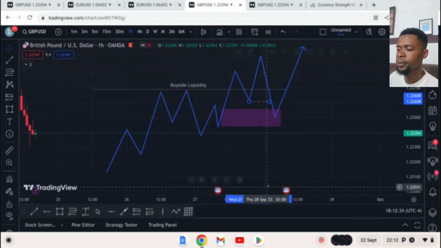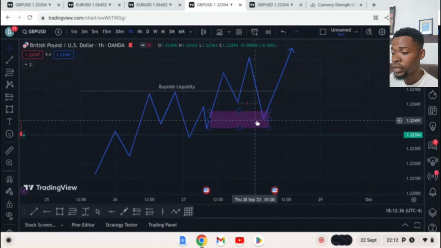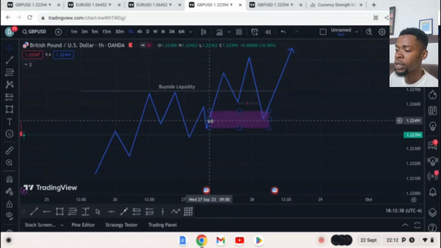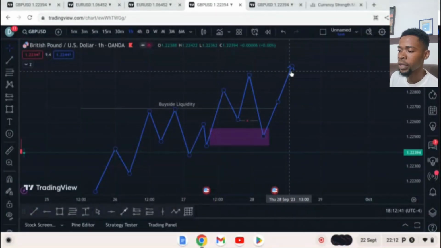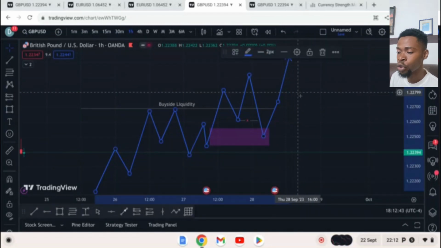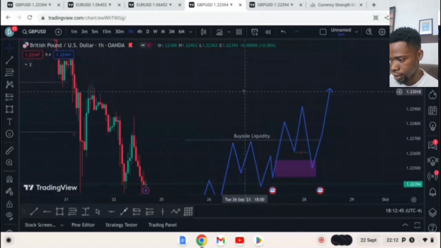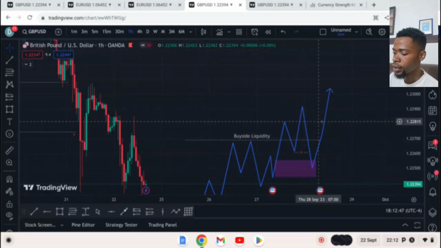Something like this will happen, yeah? After sweeping into this fair value gap here, it goes up immediately. Immediately. Most of the time, this is what happens. Why? Because there is no PDRA over here.